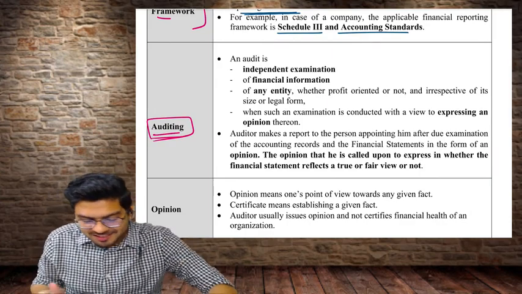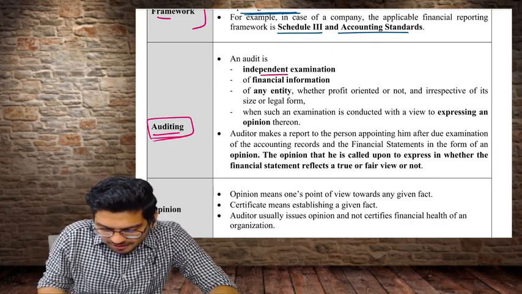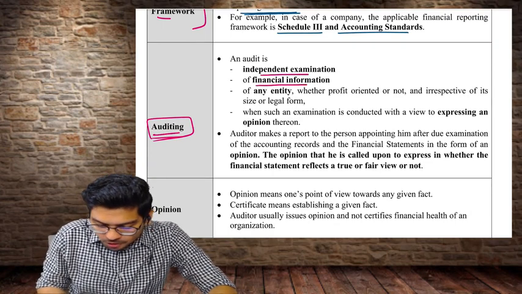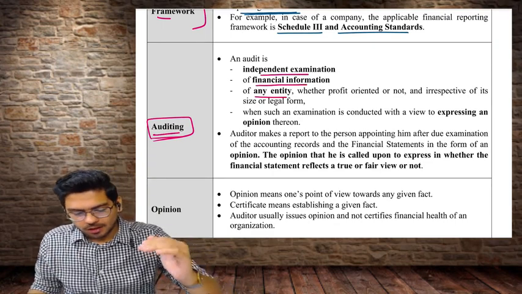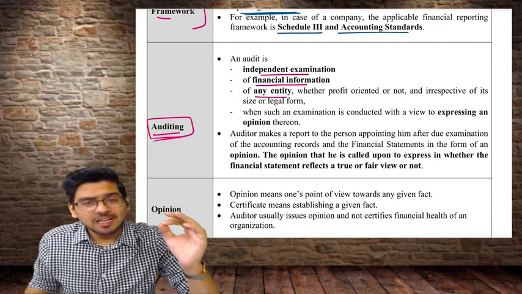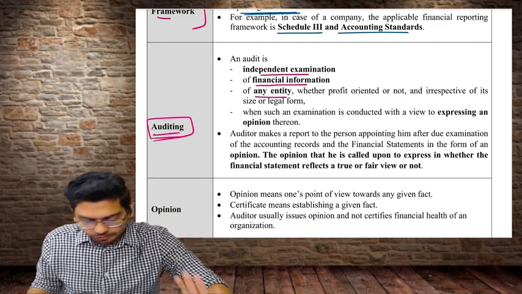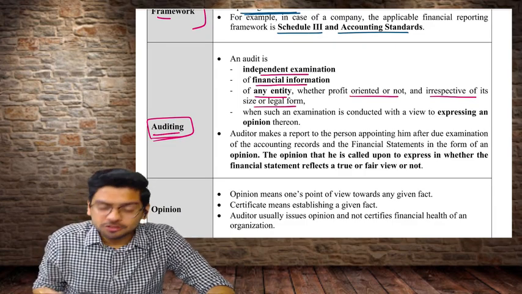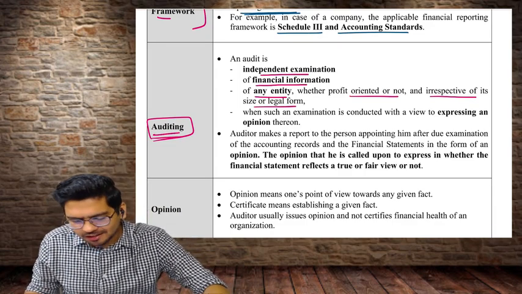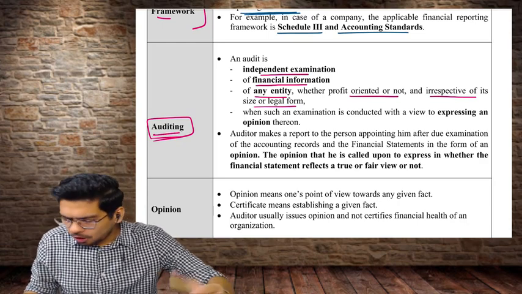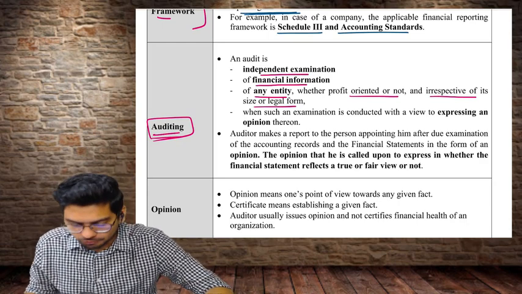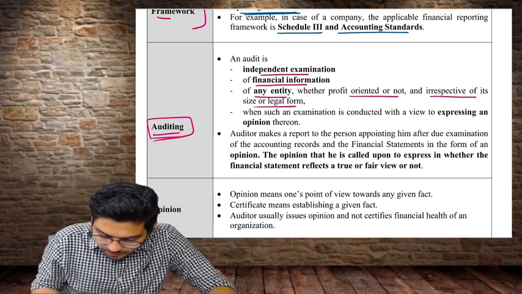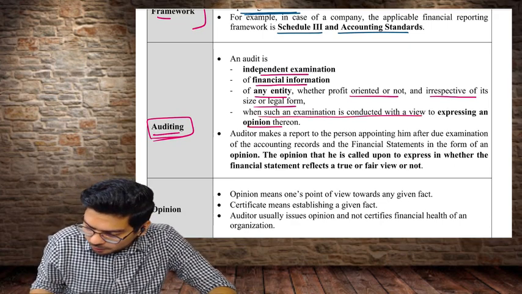An audit is an independent examination of financial information of any entity, whether profit oriented or not, and irrespective of its size or legal form, when such an examination is conducted with a view to expressing an opinion thereon. This is a huge definition.